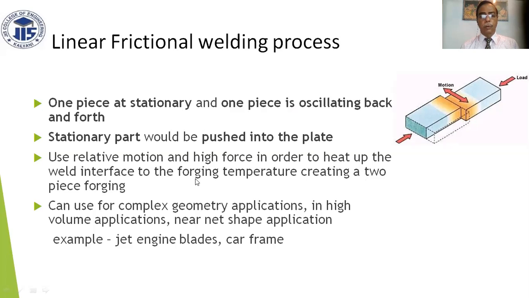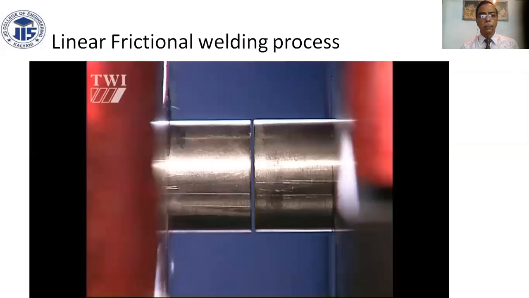It can be used for complex geometry applications, high volume applications, and near net shape applications. For example, jet engine blades, car frames, etc. Linear friction welding process is applied. This is also linear friction welding. This one is stationary, another is moving.